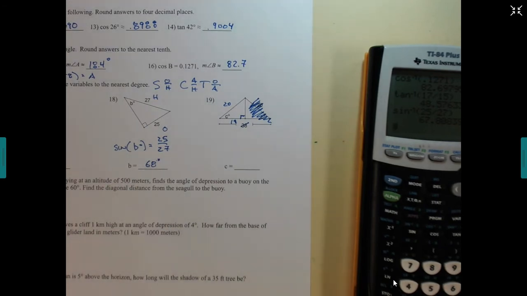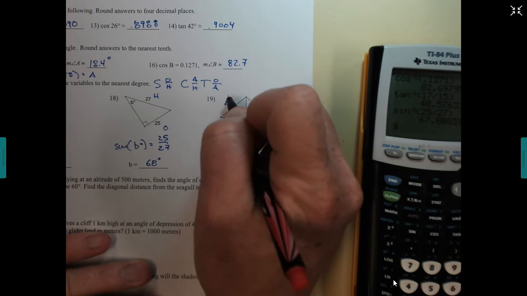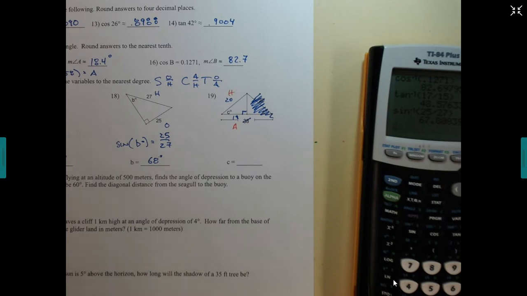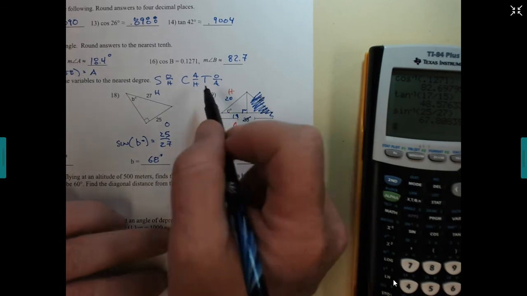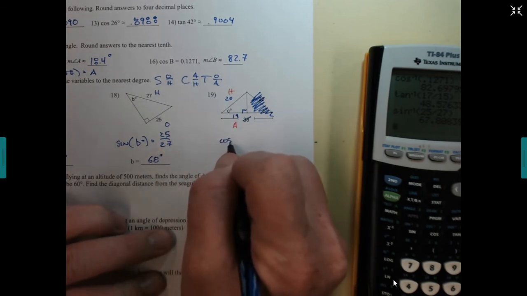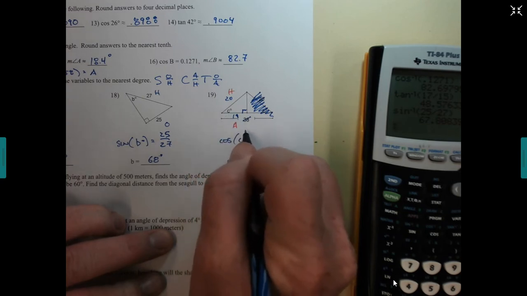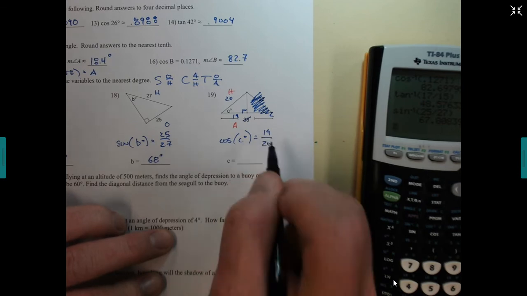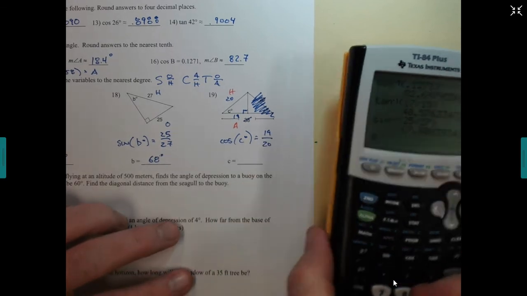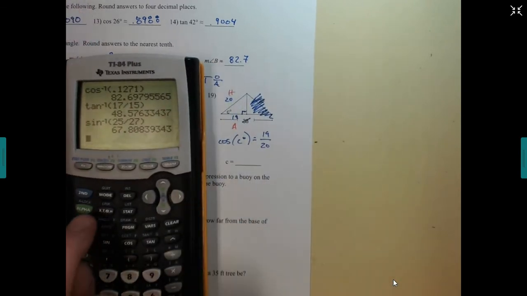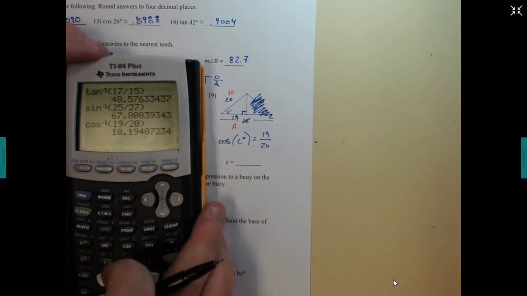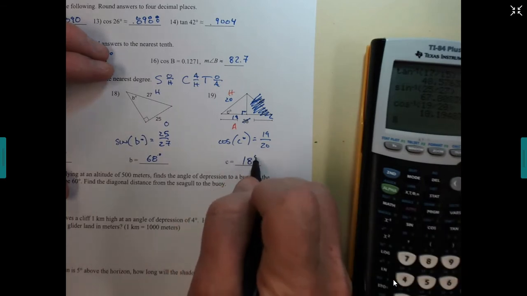Bring in a different color to help my labels. This is my adjacent side. This is my hypotenuse. I'm not involving the opposite side, which means I need to be doing a cosine problem. Cosine of c degrees would equal the adjacent side divided by the hypotenuse. Doing another inverse problem, the inverse of cosine, put my ratio in there, and round to the nearest degree. 18.1 means 18 degrees.